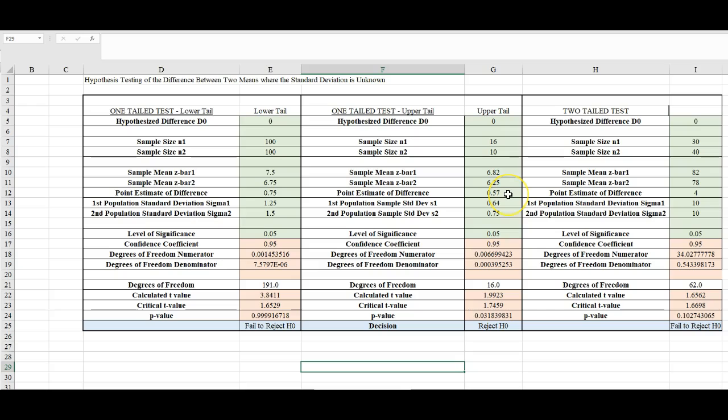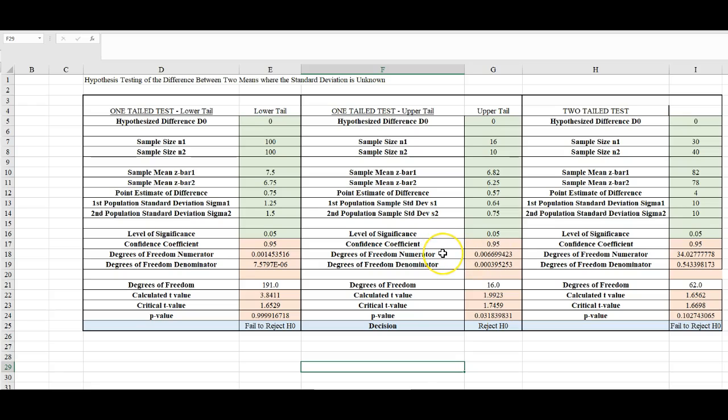It calculates the point estimate of the difference. I left this in because this value is useful if we were going to calculate the confidence interval. In this case, we're not, so this value is not used. And we input the standard deviation for samples 1 and 2 and our level of significance. It calculates the confidence coefficient, which again is not used in this particular calculation. Here's the hard part: the degrees of freedom.